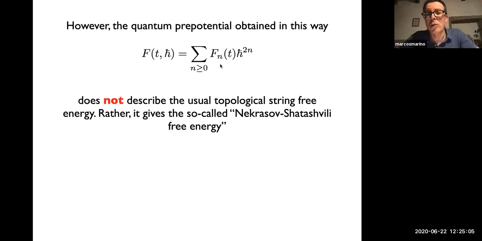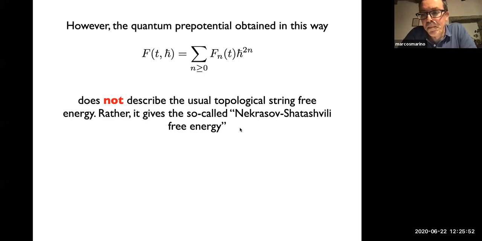Now, this is very nice and was very influential, at least for me, but it doesn't really recover the standard Gromov-Witten theory. When you do this, you don't really recover the standard topological string. What you get is some refined version of the topological string free energy, a one parameter deformation, which is sometimes called the Nekrasov-Shatashvili free energy. So this is a very interesting object, but it's not really the Gromov-Witten theory. It's a different deformation of the problem. So essentially, if you apply a standard quantization, you don't really get Gromov-Witten theory, you get something slightly different.